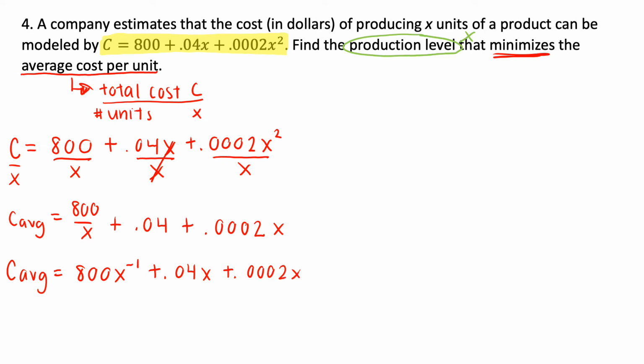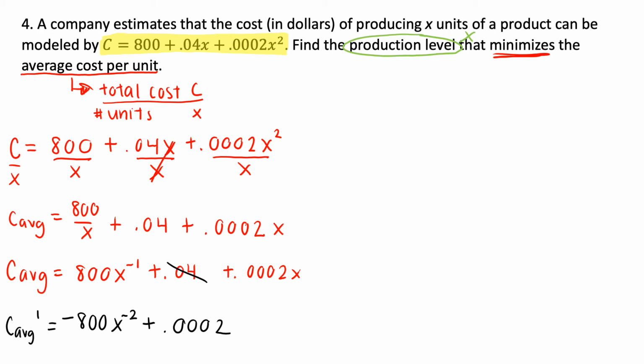Okay, so now that I've found that equation, we can go ahead and find our derivative. Our derivative is equal to -800x to the 1 less power, so -2, plus... I added an x by accident, so this goes away, and we're just left with 0.0002. Go ahead and double check that. Sorry that I had accidentally added that x in there.